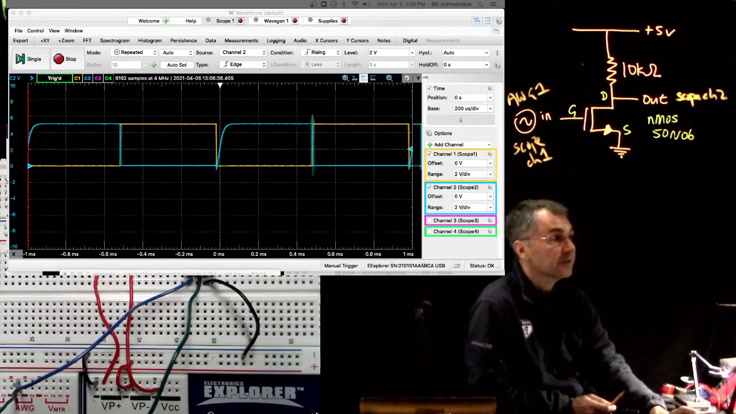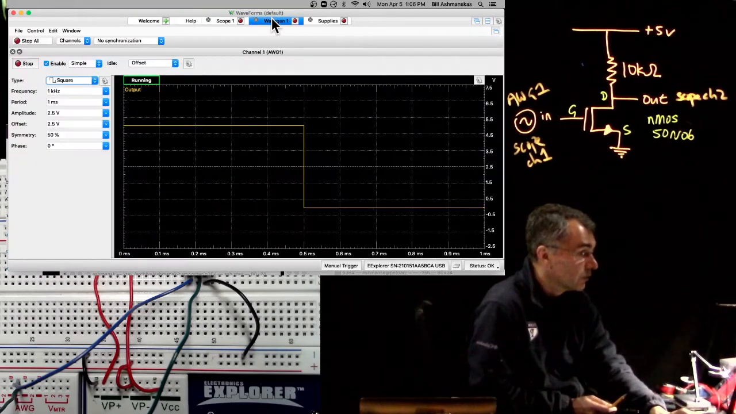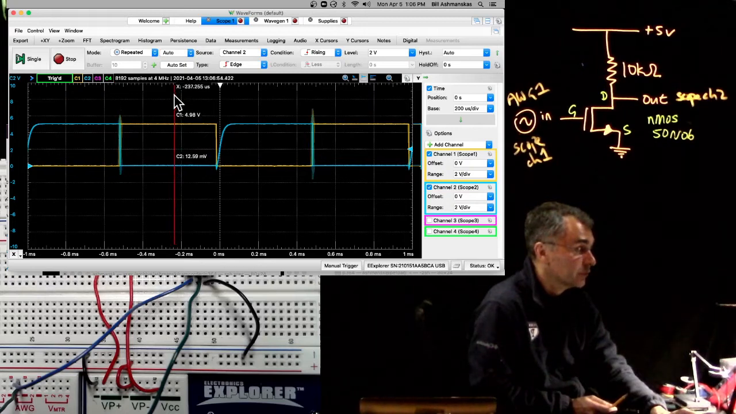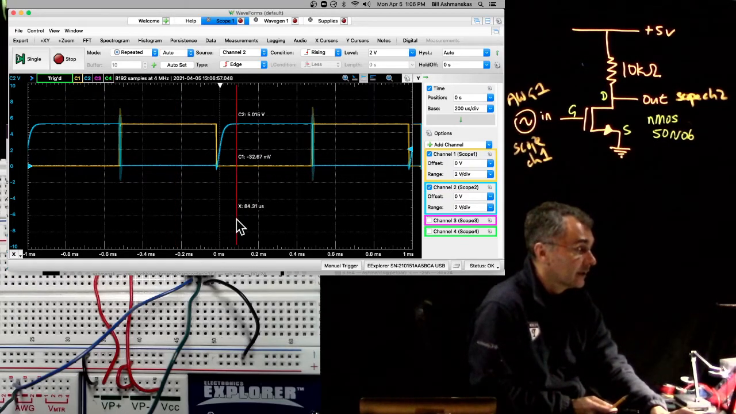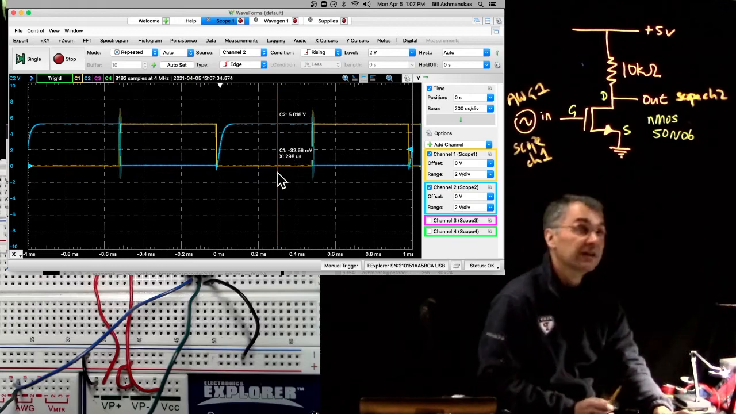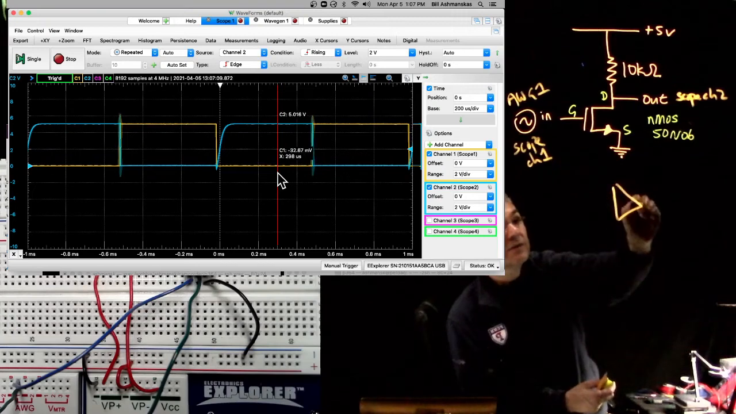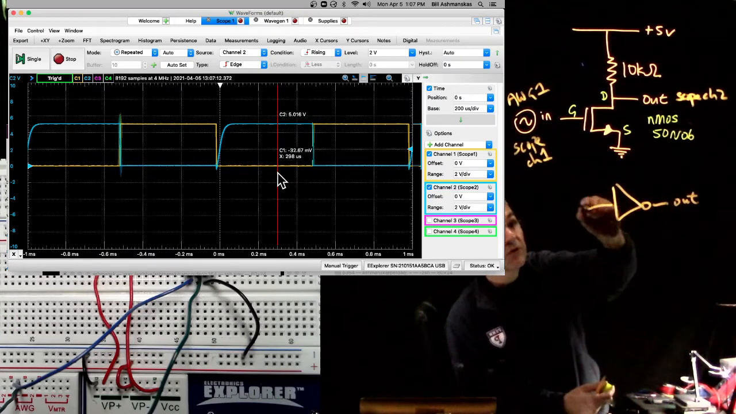So I have a 1 kilohertz square wave going in, and the low value is 0, the high value is +5 volts. So it's 2.5 volts amplitude, 2.5 volts offset. And I look with the scope. So yellow is the input, blue is the output. And you can see when the input is high, the output is low. When the input is low, the output is high. So it is a logical inverter. I guess I should have mentioned that. So this is an inverter.